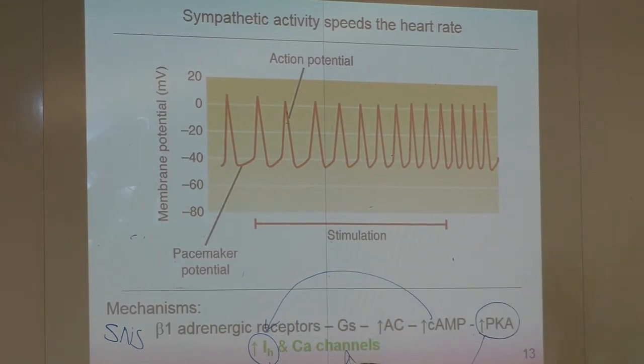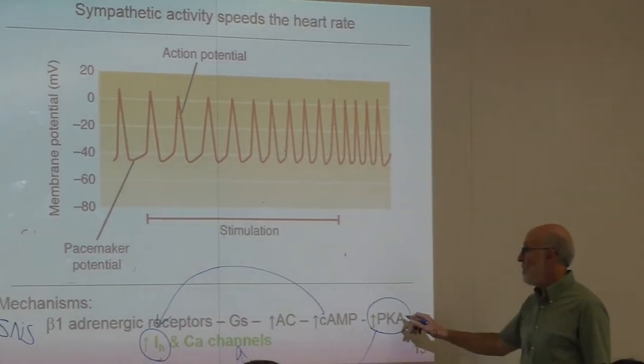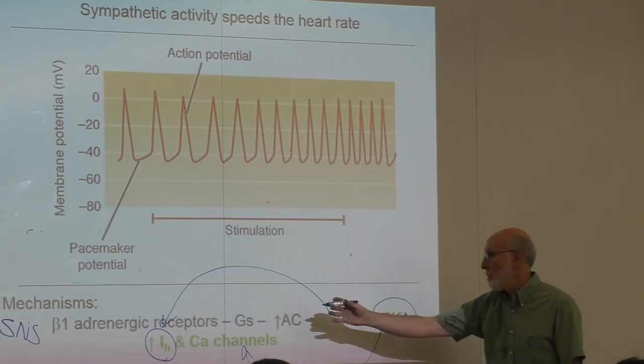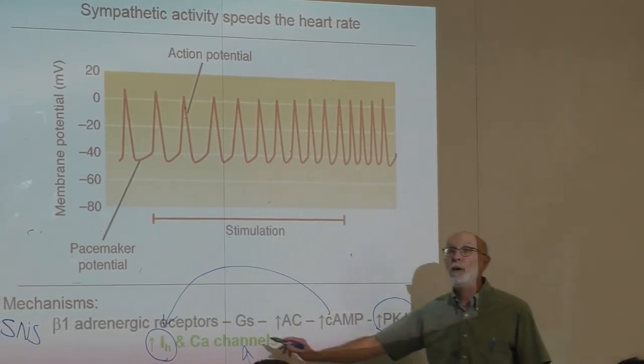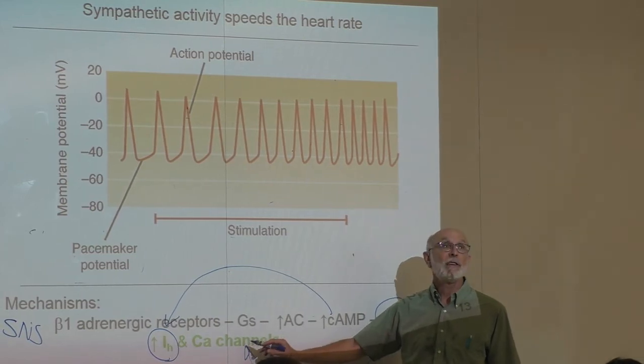Can you repeat the PKA part? PKA part? Protein kinase A, which is the final product of this pathway, phosphorylates calcium channels and makes it easier for them to open.